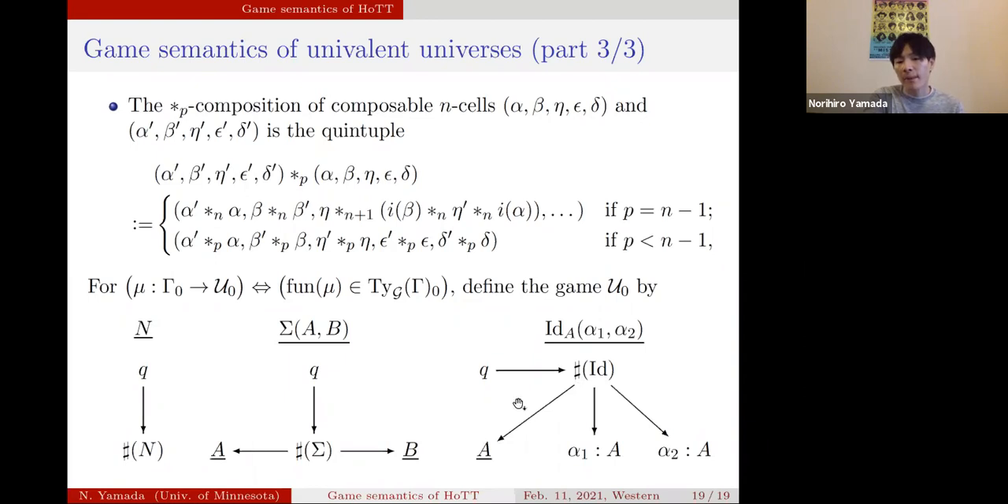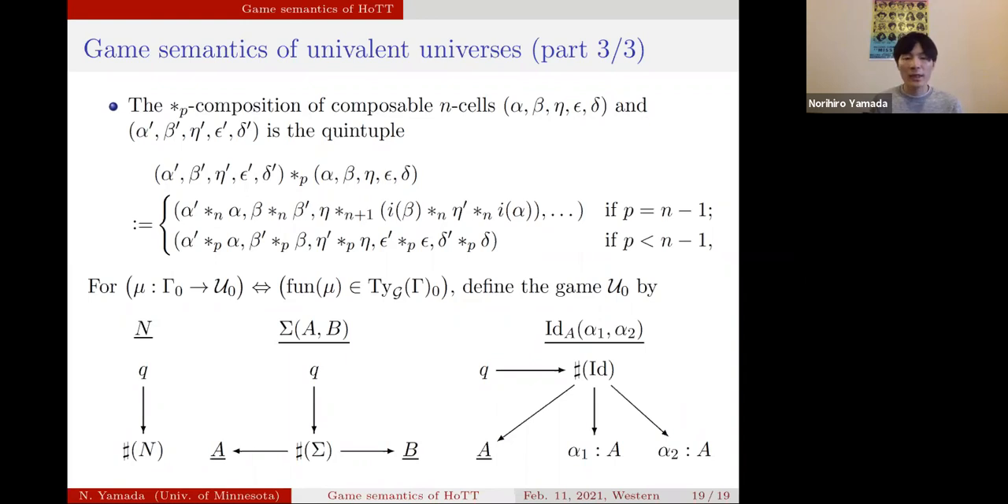And here's a little point: it is in general impossible to encode strategies alpha 1 and alpha 2. But then we can just play alpha 1 and alpha 2 themselves, so that we can circumvent the issue of encoding alpha 1 and alpha 2. And in this way, we can also encode the identity game construction by a strategy on U0. That's roughly the idea of how we construct the interpretation of the universe.